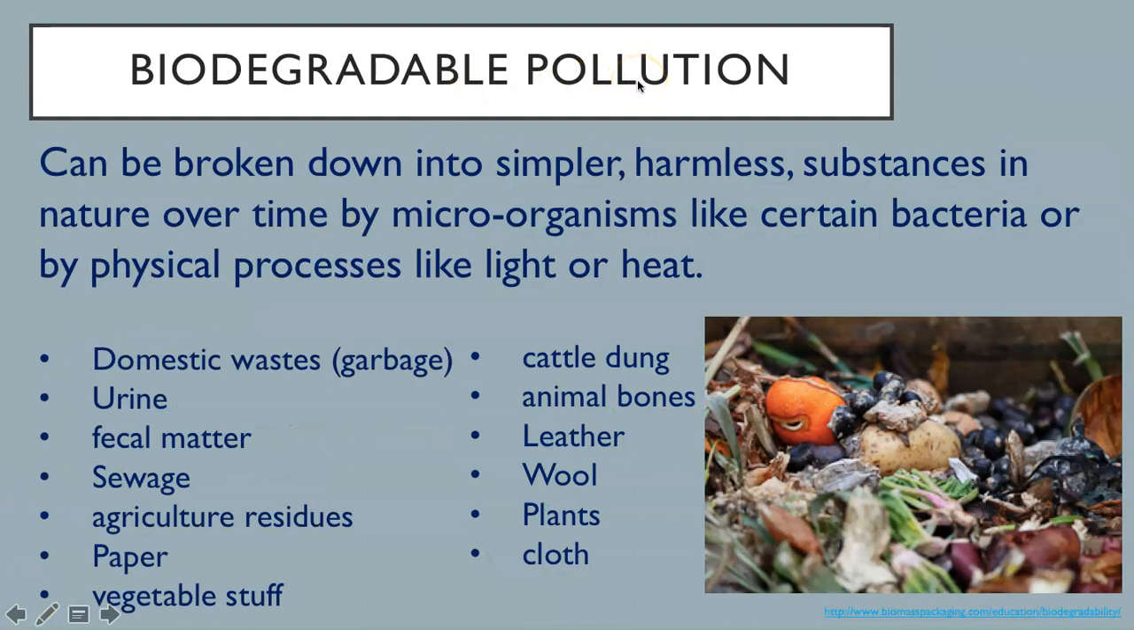Biodegradable pollutants do not persist in the environment and can be broken down into simpler, harmless substances in nature over time by microorganisms like certain bacteria or by physical processes like light or heat. Biodegradable pollutants include, but are not limited to, domestic waste or garbage, urine, fecal matter, sewage, agricultural residues, paper, wood, cloth, cattle dung, animal bones, leather, wool, vegetable stuff, or plants. They are all biodegradable pollutants.